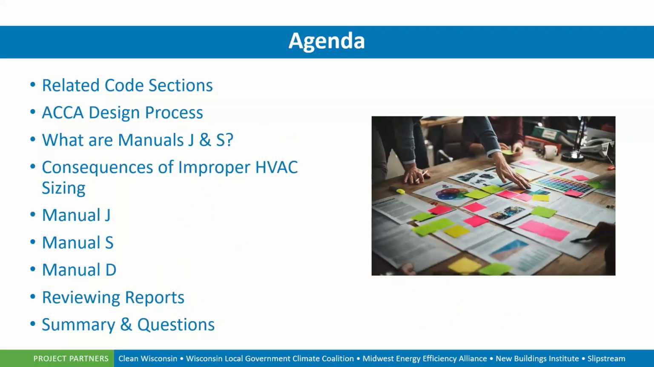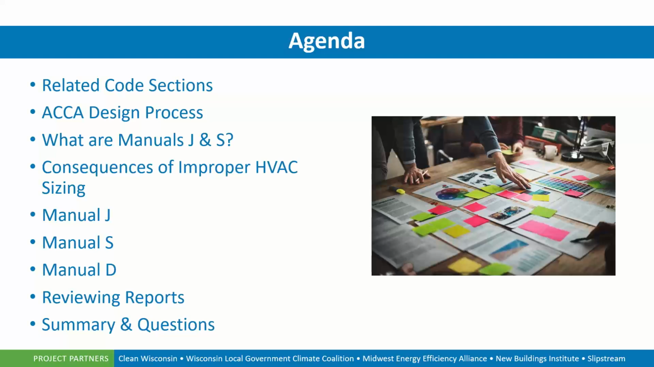So the agenda today, we're going to talk about some related code sections with the UDC. We're going to discuss a little bit about ACA, the design process in which ACA administers. What are Manual Js and Manual Ss? What do they do for us? How can they be used? Talk a little bit about some consequences of improper HVAC sizing, whether it's undersizing or oversizing.